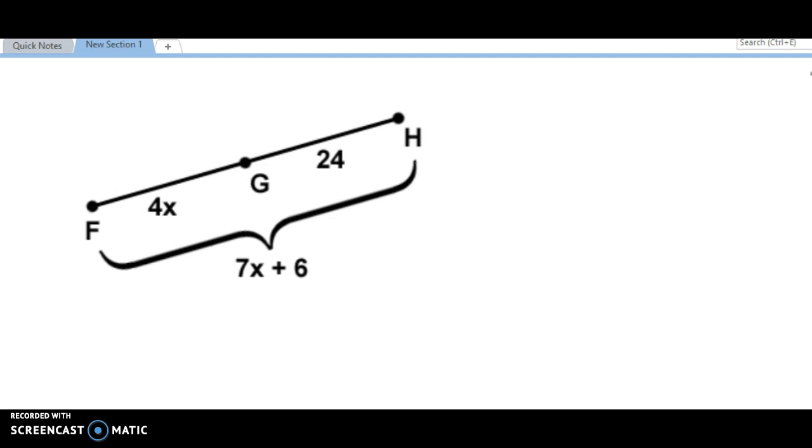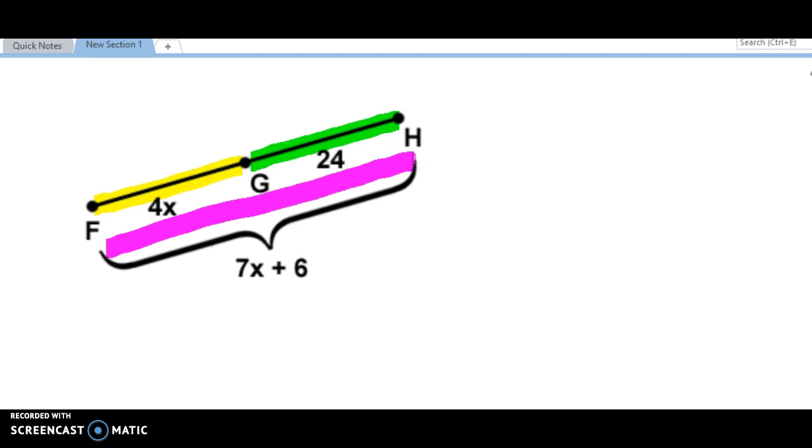So if I go ahead and take segment FG and add it to segment GH, so I take the yellow plus the green, I should have the entire segment FH, which has a value of 7x plus 6. If I were to write this as an equation, I know that FG plus GH has to be equal to the entire segment FH, which is 7x plus 6. That's your segment addition postulate. You are adding your yellow segment and your green segment to equal the entire pink segment.